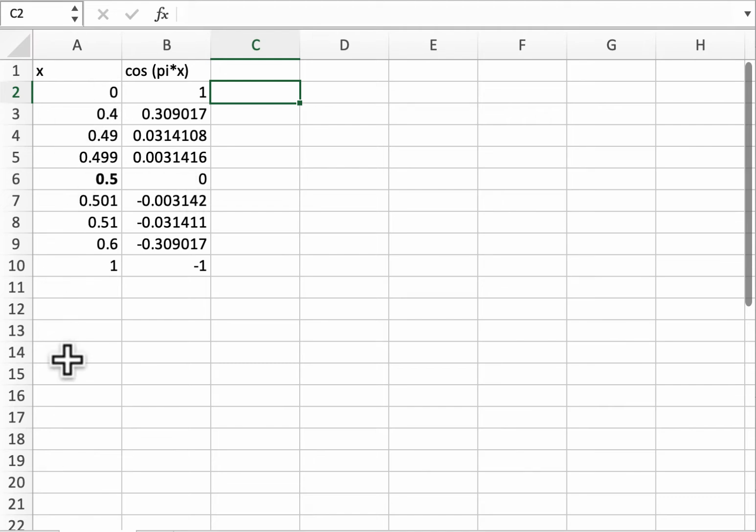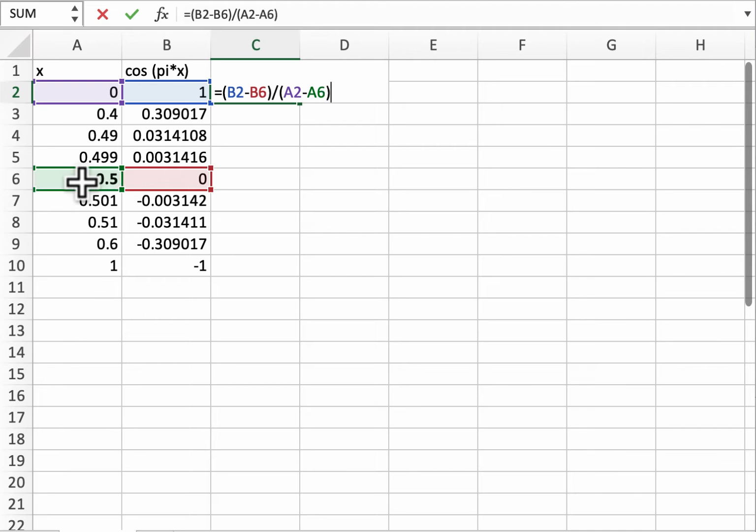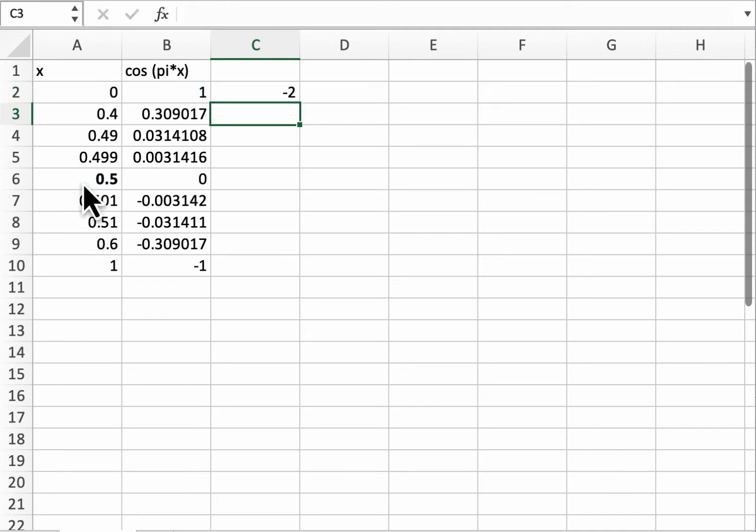So I'm going to say that this is equal to, and then I'm going to use the slope formula, right? y2 minus y1. So that's B2 minus B6, right? 1 minus 0, divided by x2 minus x1. Now, if I hit enter there, I get a slope. It's -2.